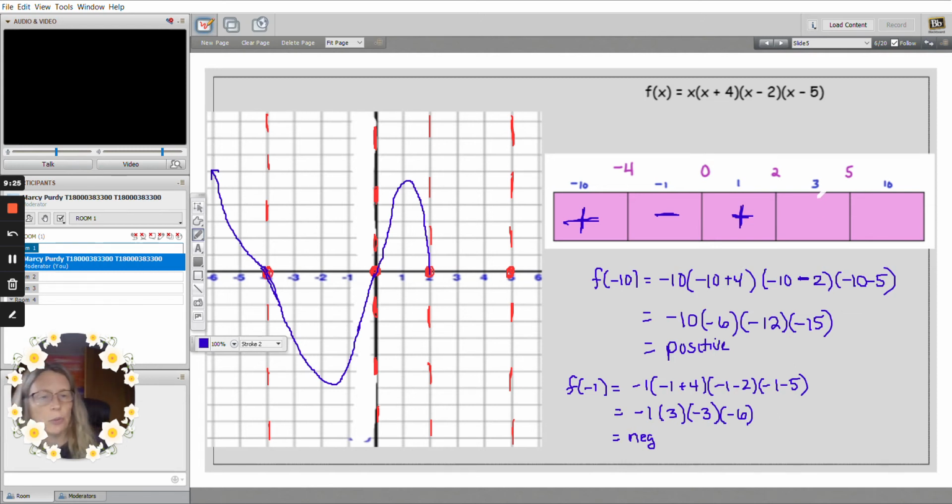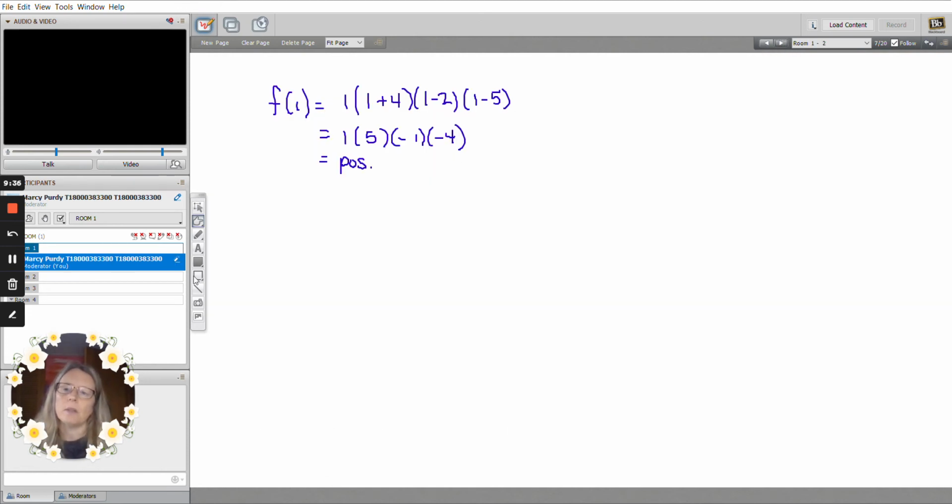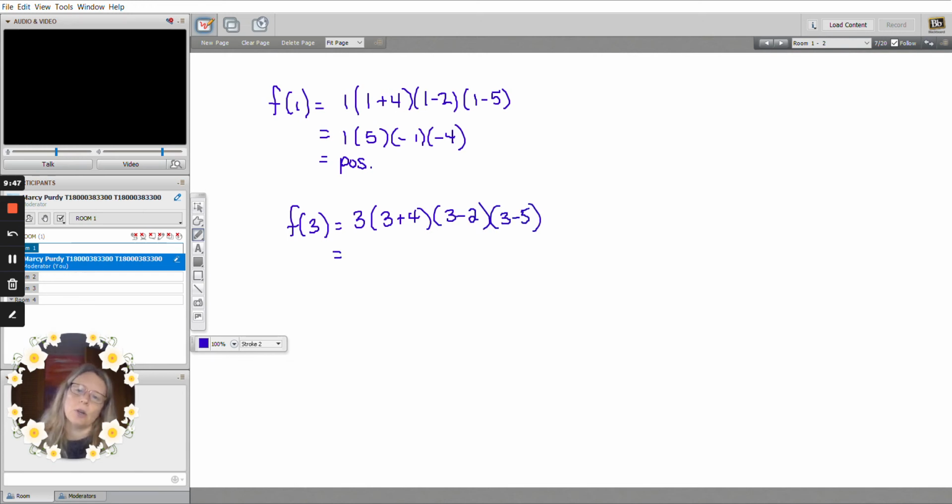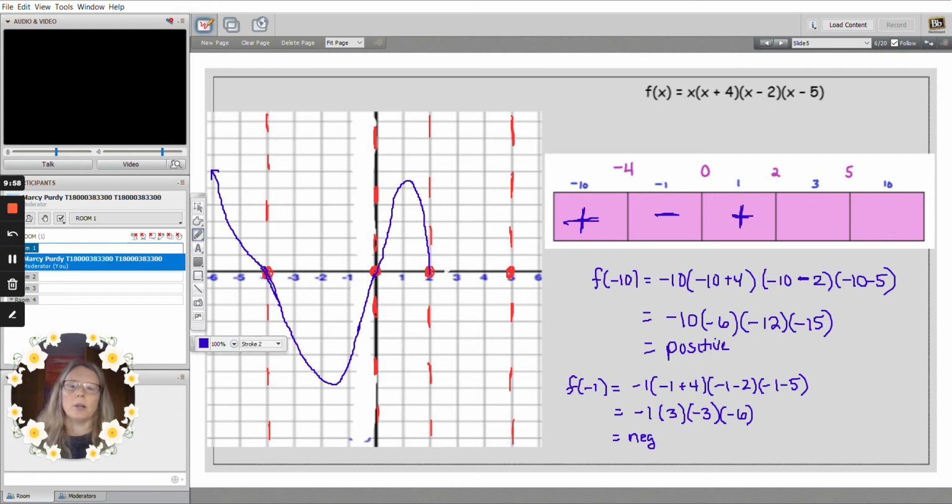So we need to plug in the 3 from the interval from 2 to 5. Again, you could do the 3, you could do the 4. I don't think you want to do any decimals, but that's up to you. So we're going to plug in 3. So f of 3 is equal to 3 times 3 plus 4 times 3 minus 2 times 3 minus 5. So we have a positive times a positive times a positive times a negative, which will be negative. So that means it's coming down here, turning around and going back to that next x-intercept of 5.